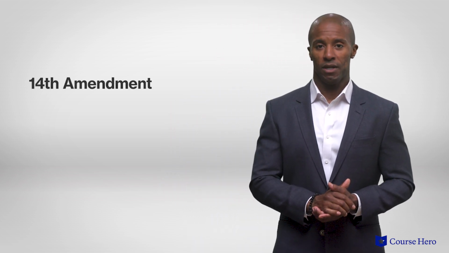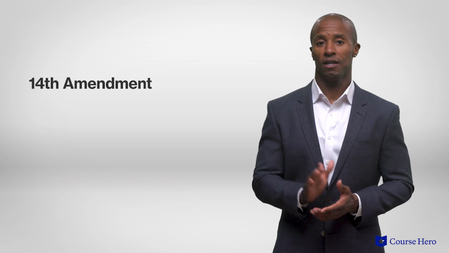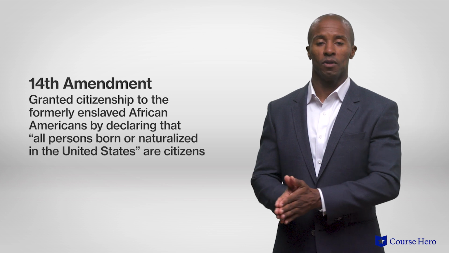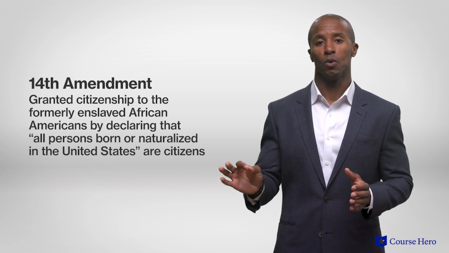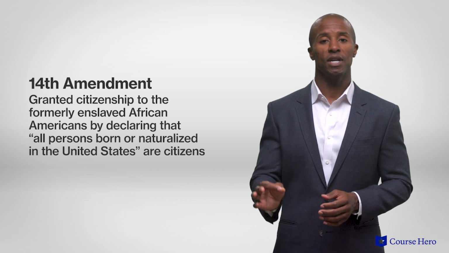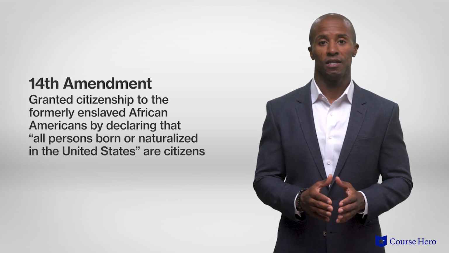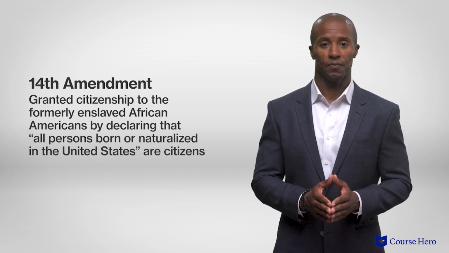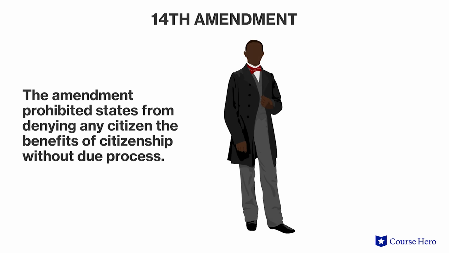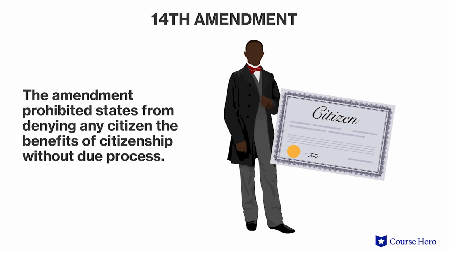The 14th Amendment addressed what citizenship meant in the United States. First, it granted citizenship to formerly enslaved people, declaring that all persons born or naturalized in the United States were citizens of both the United States and the state in which that person resided. Second, the amendment prohibited states from depriving any citizen the benefits of citizenship without due process or equal protection of the law.